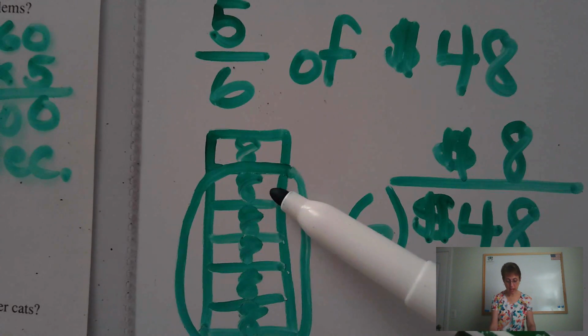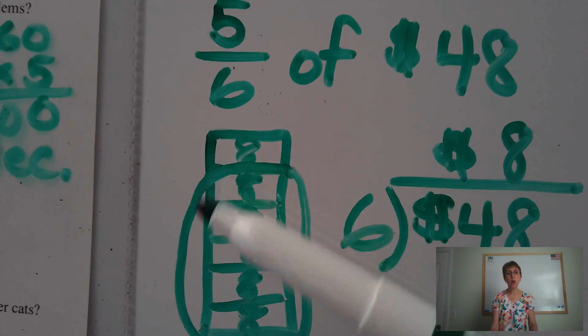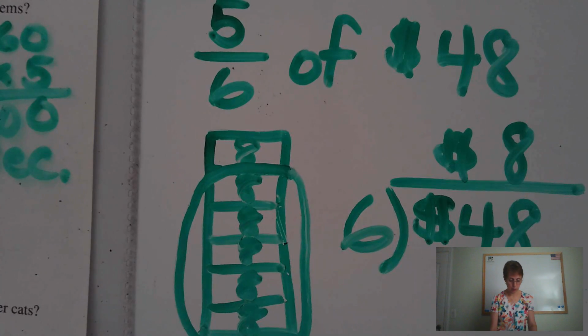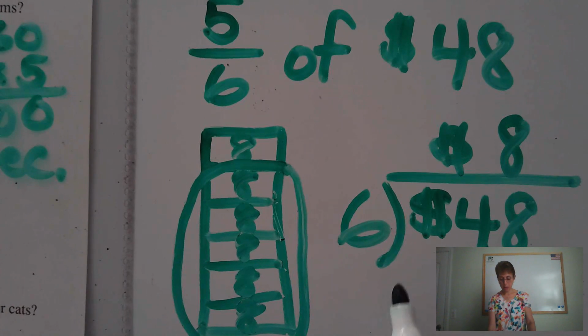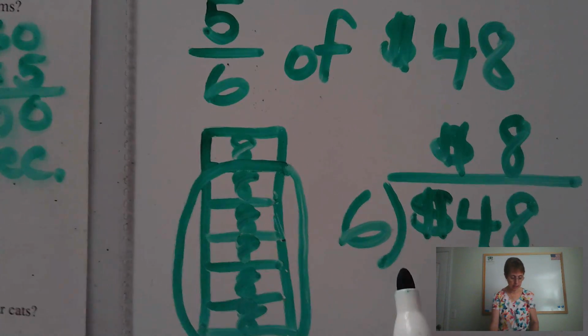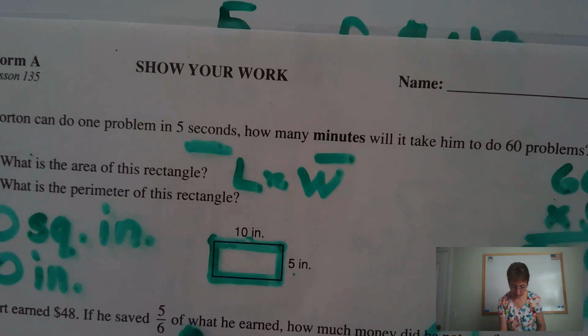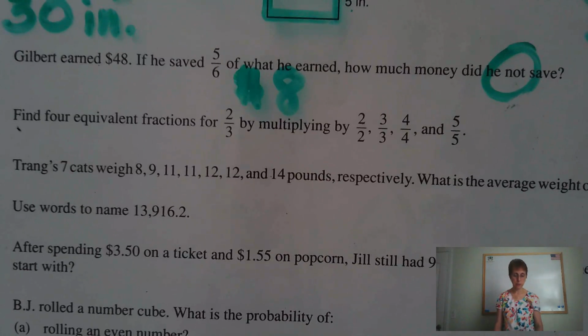Well, if he saved 5/6, we know he did not save 1/6, and 1/6 is $8. You knew that back here when you divided $48 by 6, $8. Each sixth is $8. So he actually did not save $8. Okay? He did not save $8.